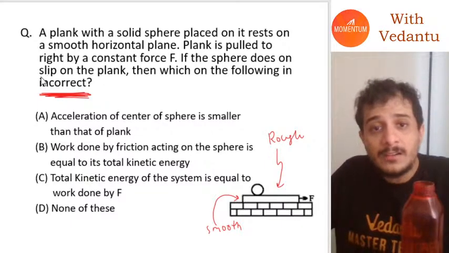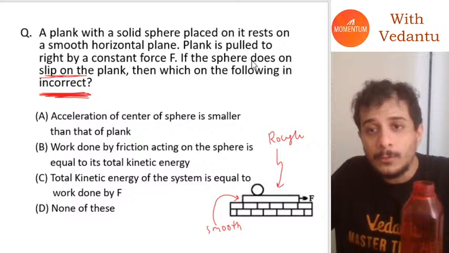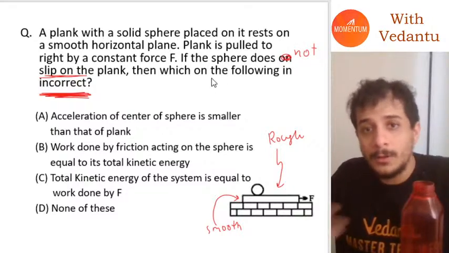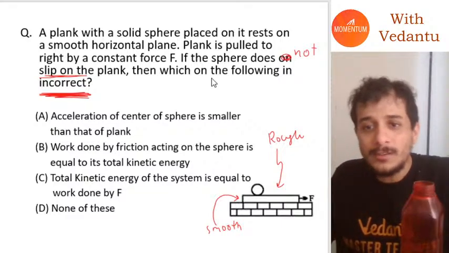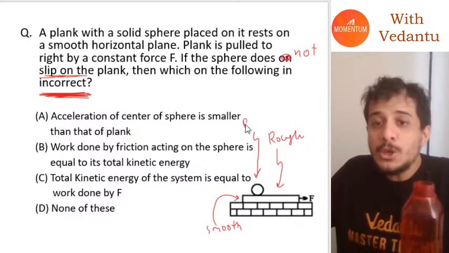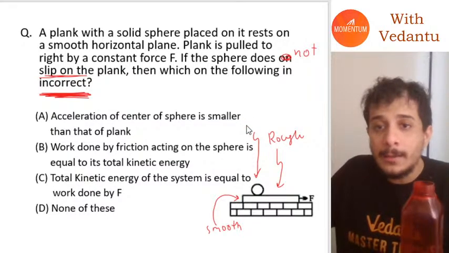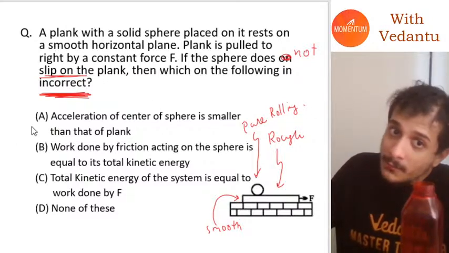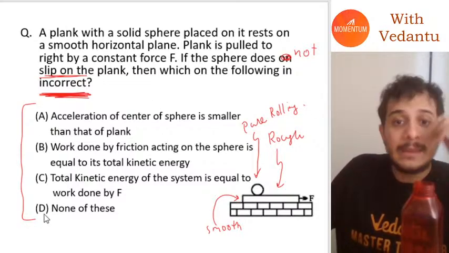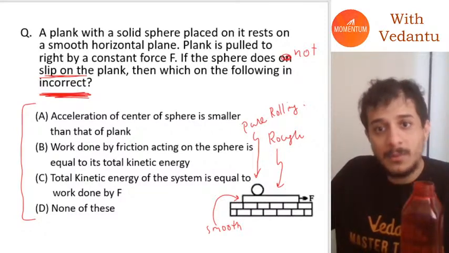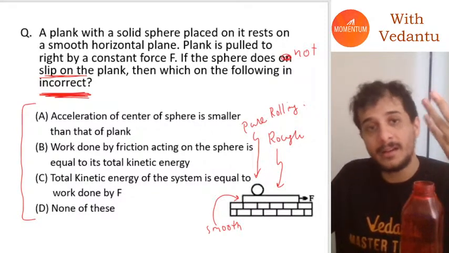What they are saying is the sphere does not slip on the plank. Does not slip on the plank, meaning what? This sphere here is doing pure rolling. Now you have to tell me which of the following statements are incorrect, which are correct. So one by one, let's check if any statement is correct or incorrect.